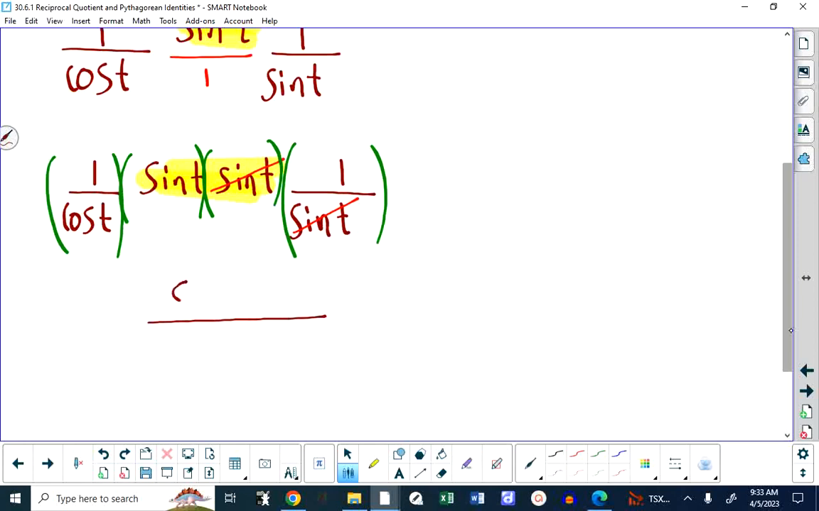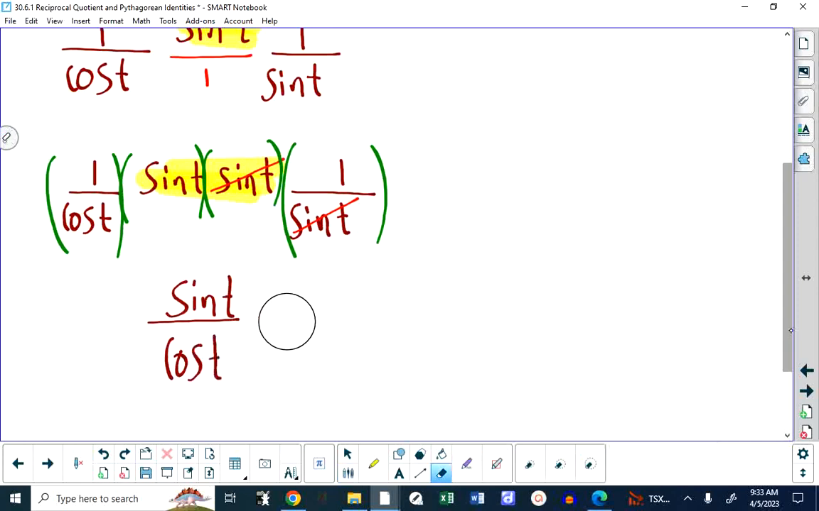So now, scan across the top of this entire fraction, what do we have? We have a sine of t. Scan across the bottom, all we have is a cosine of t, and you should immediately recognize that as tangent of t. Okay?